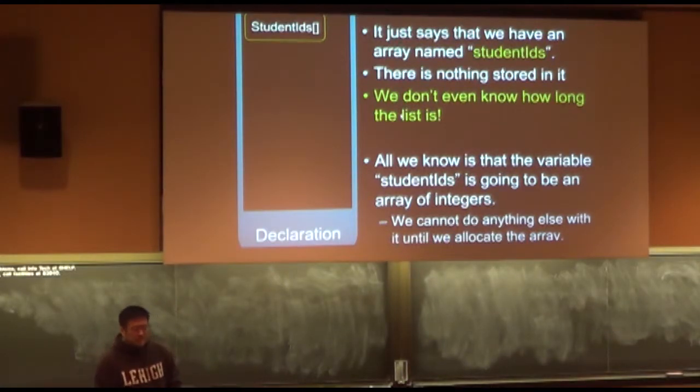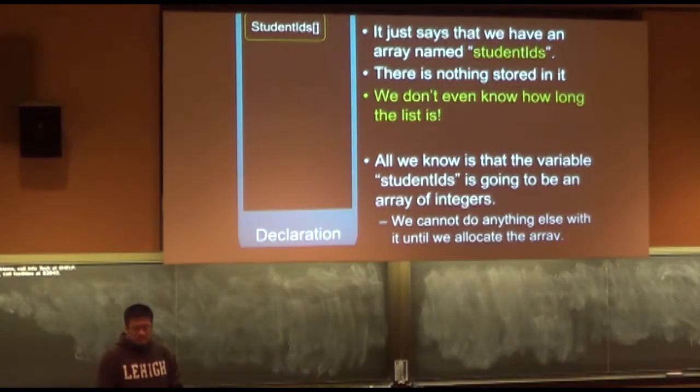So let's keep that separate from what declaration does. So declaration simply creates in memory a name for what will be a place in memory that holds a list of student IDs. But right now, we don't even know how long that list is. There's nothing stored in this array. Java hasn't been asked to create memory space for this array. So all we have is an identifier. We just have a name for what will be a variable.